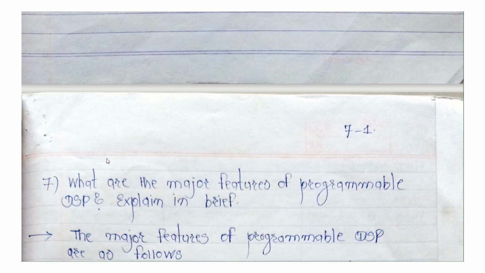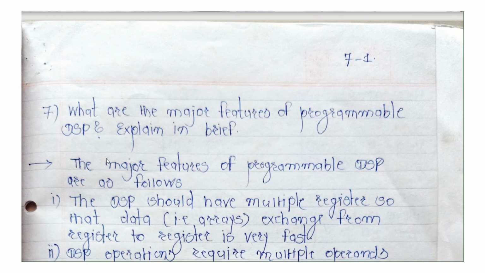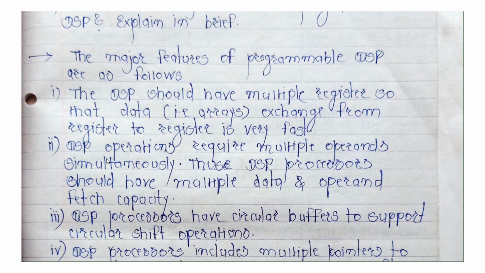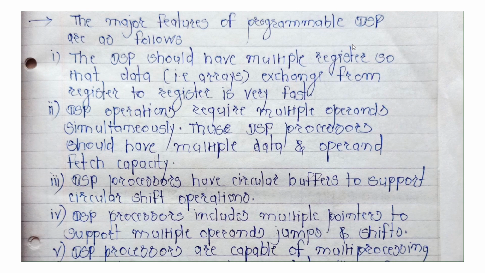What are the major features of the programmable DSP? Explain in brief. So the major features of the DSP processor: it should have multiple registers so that data exchange from register to register is very fast. DSP operations require multiple operands simultaneously. Thus the DSP processor should have multiple data and operand fetch capacity. DSP processors have circular buffers to support the circular shift operation. Why is this required? Because you know the geometry of the DFT is a circle. So to calculate the DFT using the DSP processor, we need circular buffers.